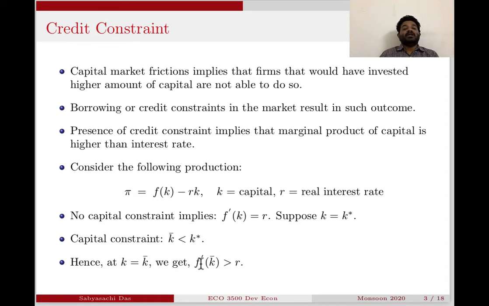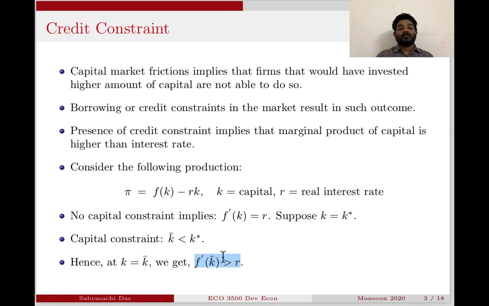Now what we are after is some kind of an empirical test of presence of capital constraint for firms. So suppose for some reason this k bar is increased because of some government regulation, then you want to see whether firms make further investment, because of this condition, firms would like to invest more if they get higher k bar, right?